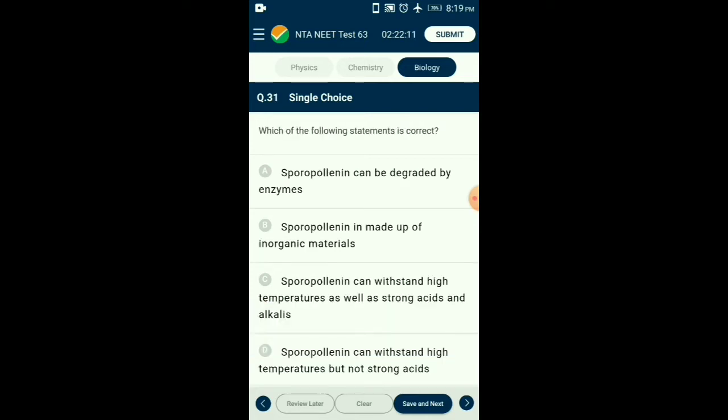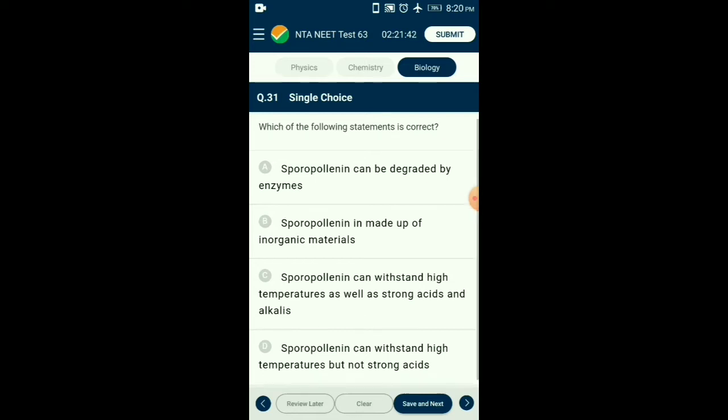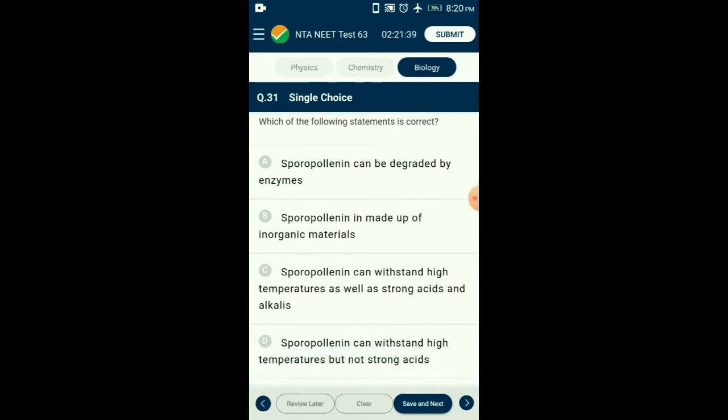Question number 31. Which of the following statements is correct? Sporopollenin is present in the exine of the cell wall. It is one of the most resistant biological materials known. It can withstand high temperatures and strong acids and alkali. No enzyme that degrades sporopollenin is so far known. Pollen grains are well preserved as fossils because of the presence of sporopollenin. So the answer for this question is option C. From the given four statements, C is the correct one.